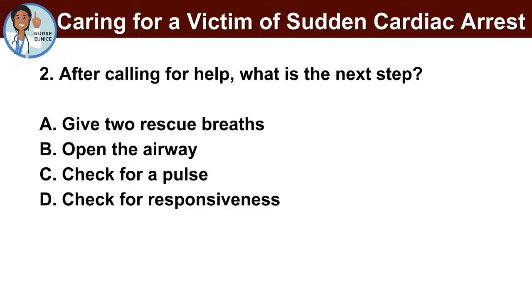So you've called for help, you've pressed that code button. Is it A, give 2 rescue breaths, B, open the airway, C, check for a pulse, or D, check for responsiveness?